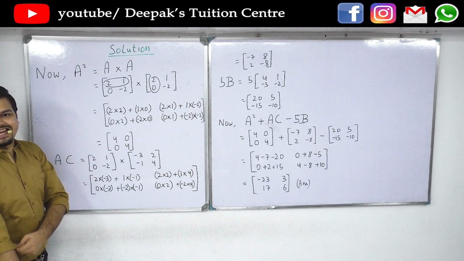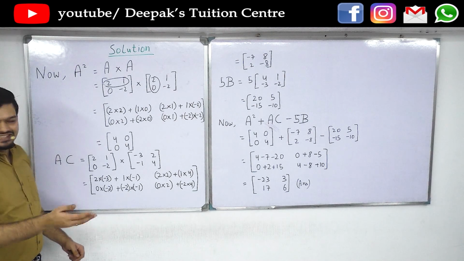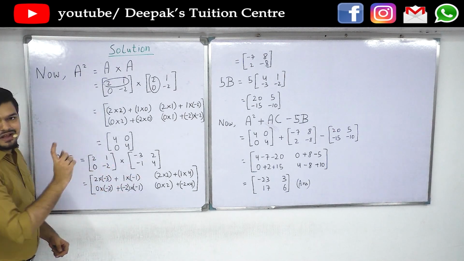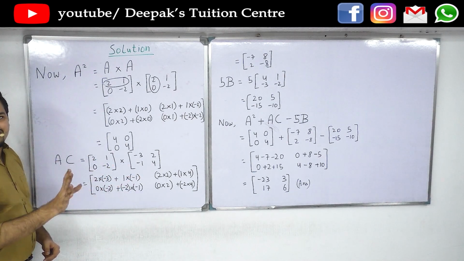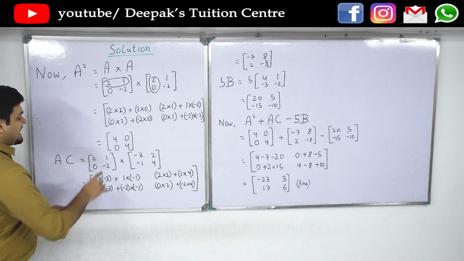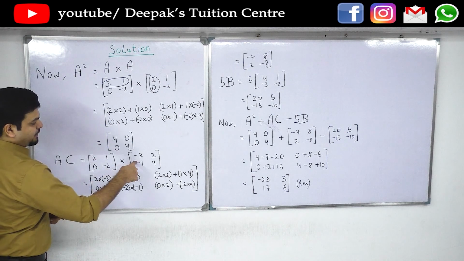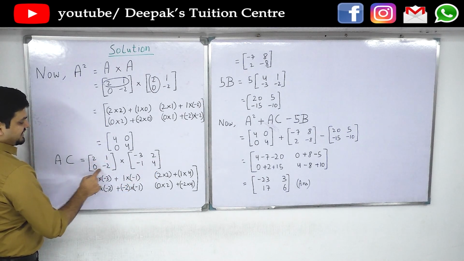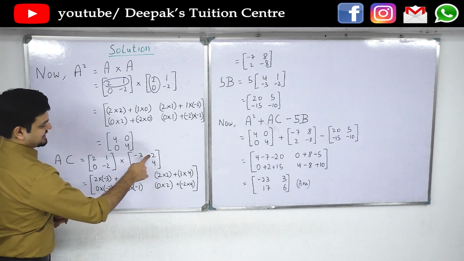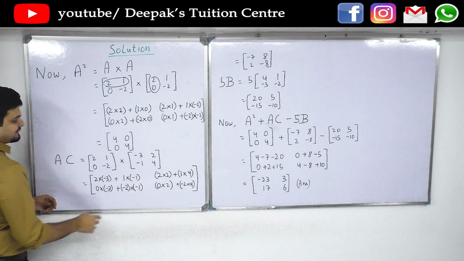Similarly, to calculate AC, you need to multiply A with C. Do not interchange because A into C and C into A are different. You can try it. Here, to multiply AC, what we do is we copy the matrix A into matrix C. 2, 1, 0, minus 2 multiplied by minus 3, 2, minus 1, 4.